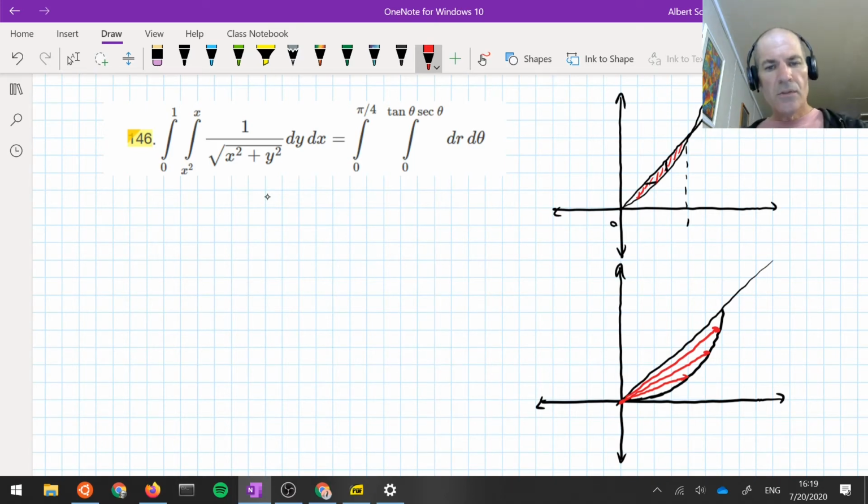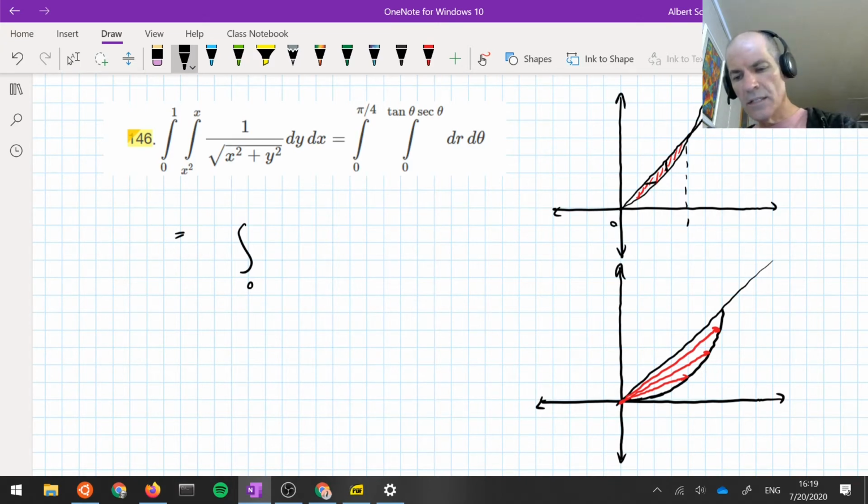All right, so the lower limit of integration for this integral: r is always starting at 0. The distance from the origin is always starting at 0, and then it's going out to this curve. Well, let's remind ourselves what this curve is. This is y equals x squared, the parabola.